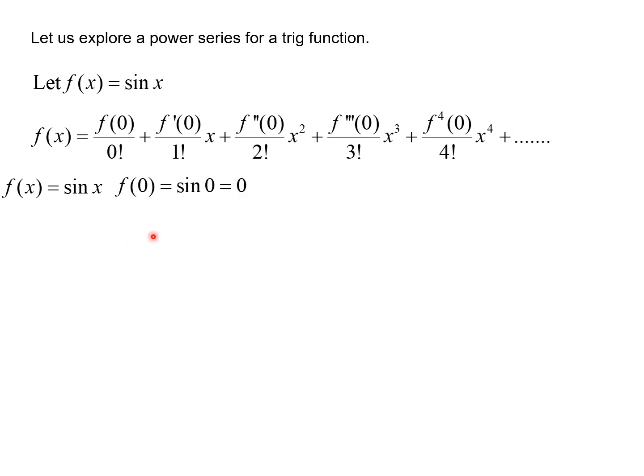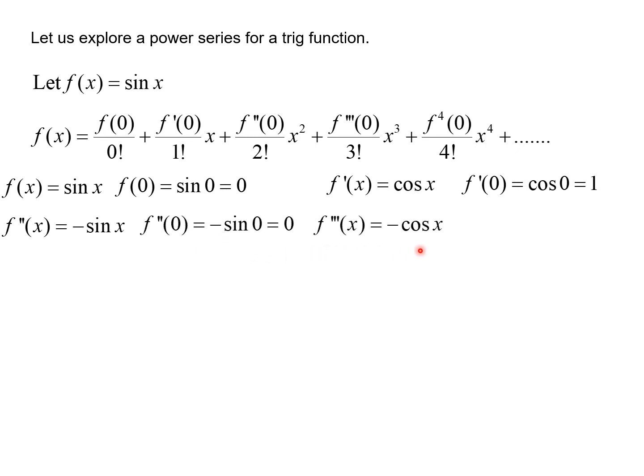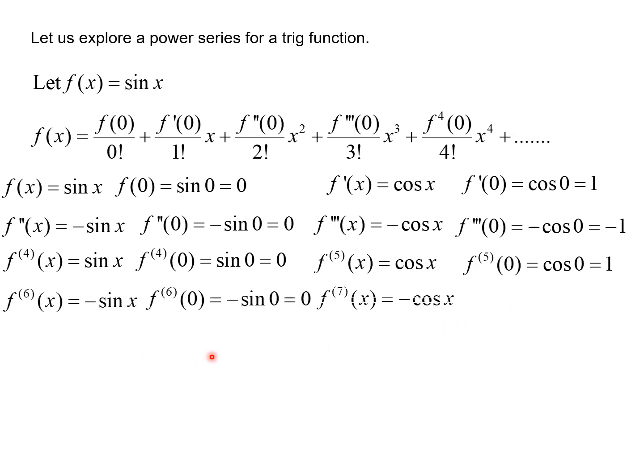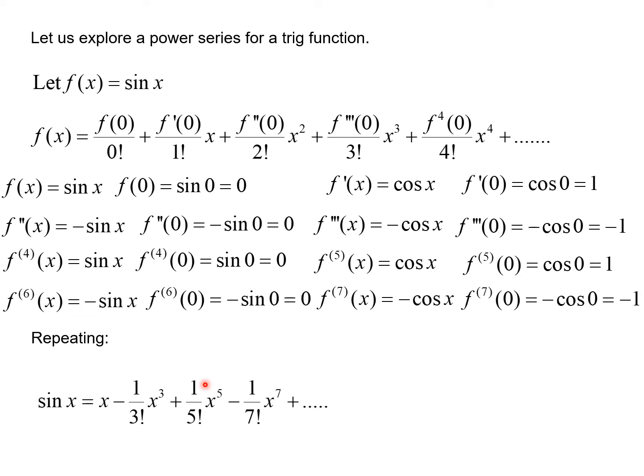Write f(x) and then f(0). Remember, we did a similar process for e power x. Then f prime, the first derivative, and substitute x as 0. Then the second derivative, substitute x as 0. Third derivative, substitute x as 0 again. Then the fourth derivative, substitute x as 0. If you want to move on to the fifth one and do more, that's fine, just to see the pattern. This process will be repetitive.